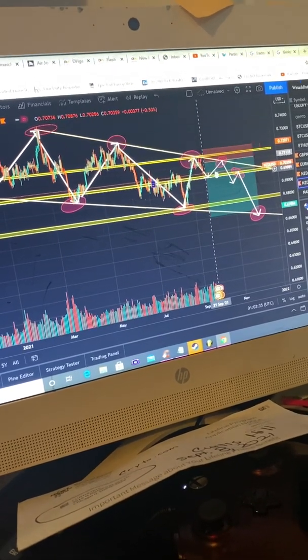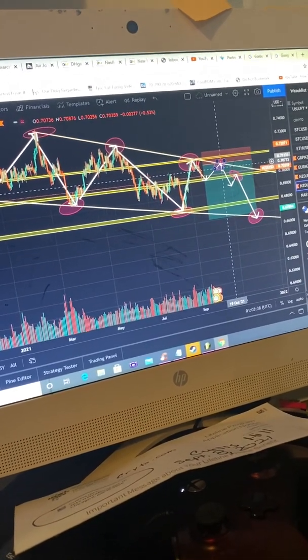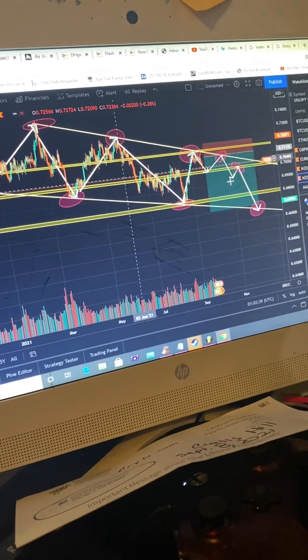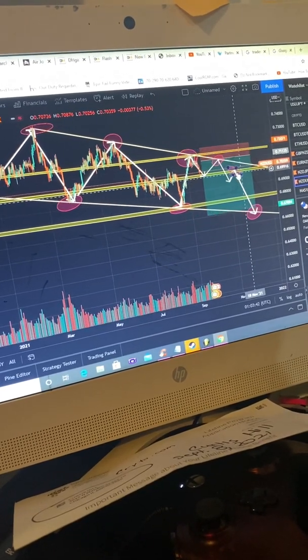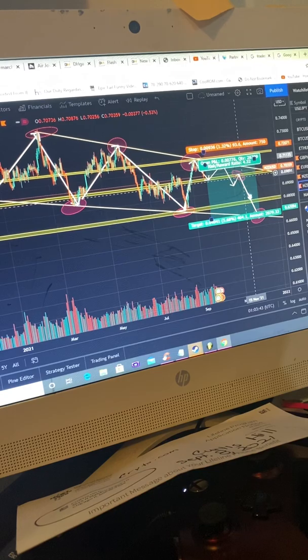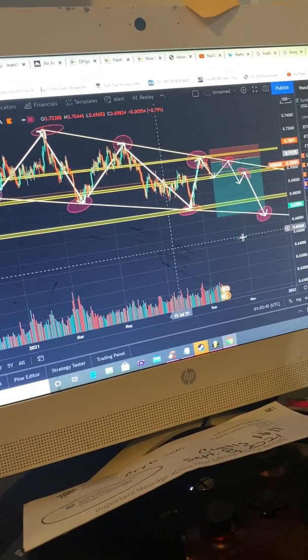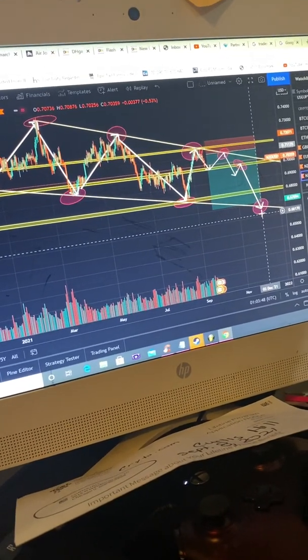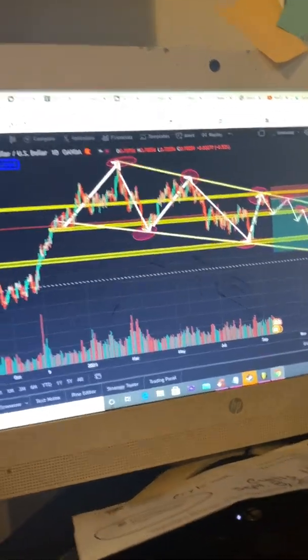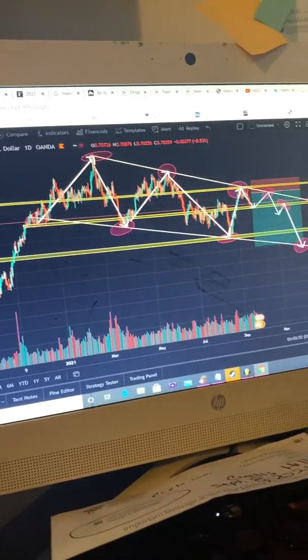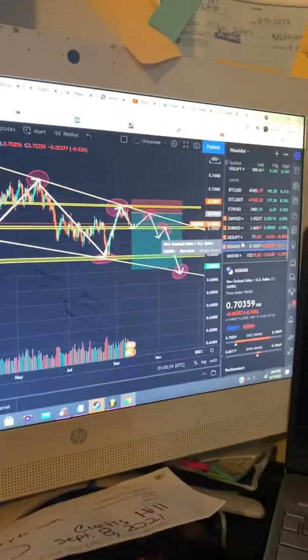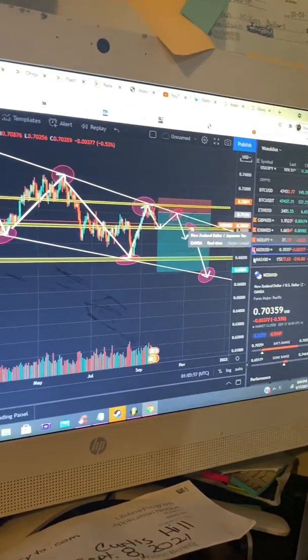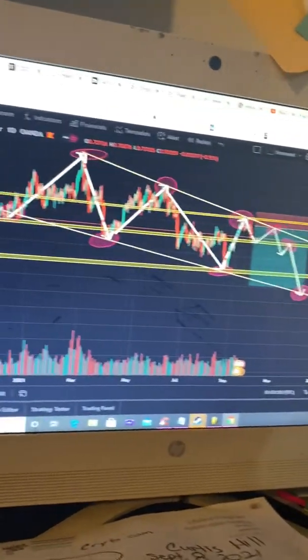I'm already out. Then come back to the channel, break this support, retest it as a ceiling, and then continue to the downside on this channel where my target is at 67 for New Zealand dollar. So TP1's already smashed on that. Very easy setup on a daily.